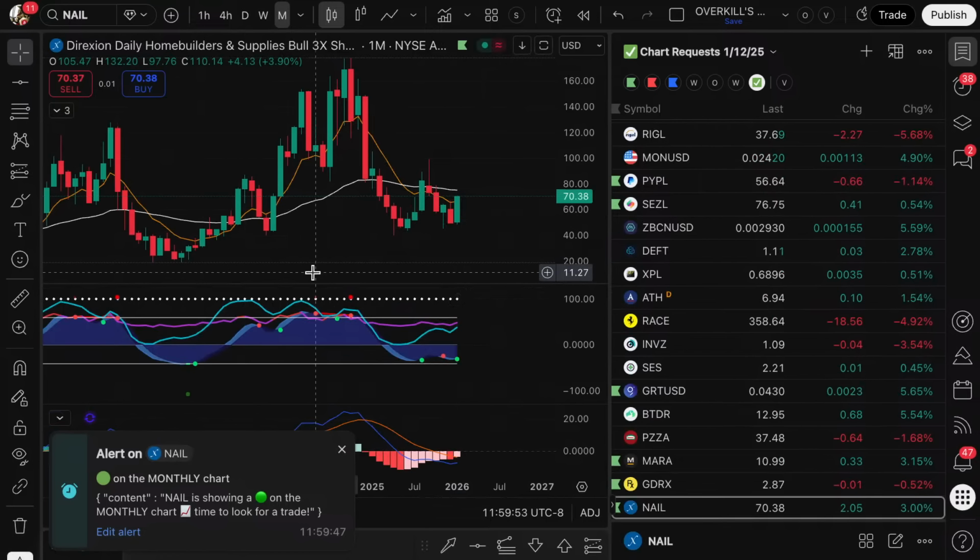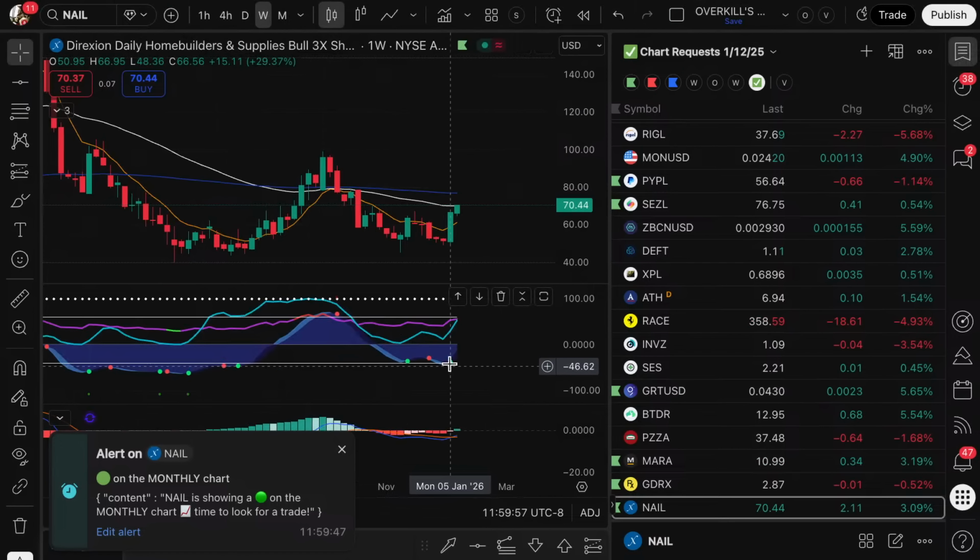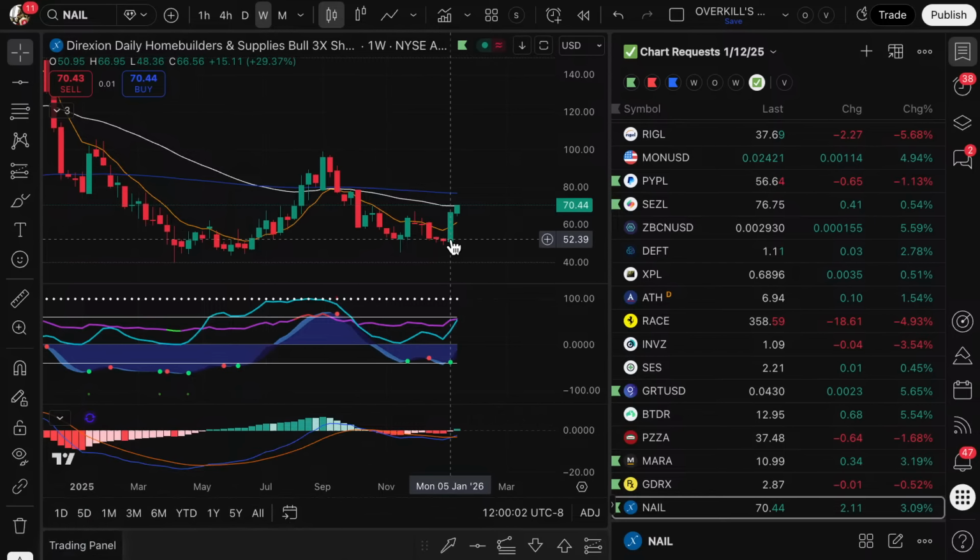Let's go. We bought that one last week too. What up? We literally sniped the bottom of this last week, dude. We bought that at 53 last week. It's at 70 now in less than 5 days.